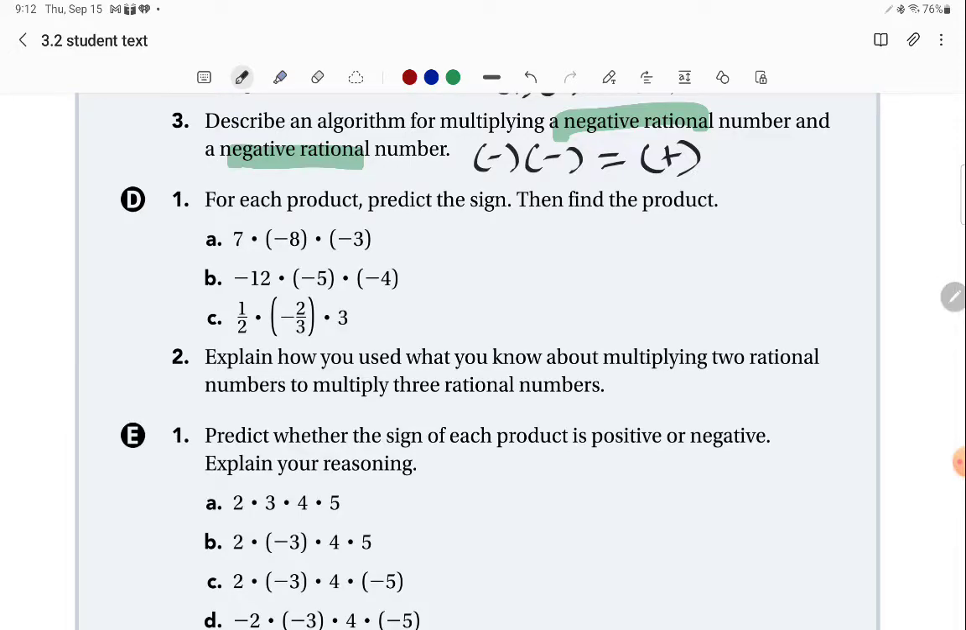On part 1, all you're doing is predicting. You're not finding the answer on part 1. You're predicting, is my answer going to be a positive? Is my answer going to be a negative? Right, so really, like on part A, the first one is a positive. This 7 is a positive times a negative times another negative. Now, what is my product going to be? Is my product going to be a positive, or is my product going to be a negative? Pause the video, answer part 1, and then come back.